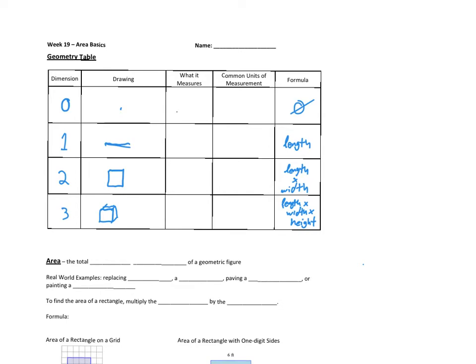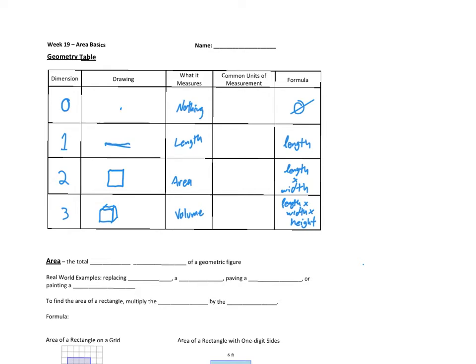So what does this measure? 0 dimensions doesn't measure anything. 1 dimension measures length. 2 dimensions measures length times width, which we also call the area. And then 3 dimensions is length times width times height, which we call the volume. There is not a 4th dimension in math. Some people say a 4th dimension would be something like time, but we're not dealing with that.